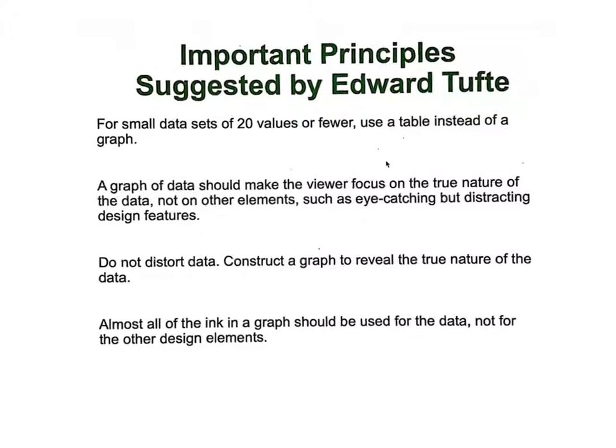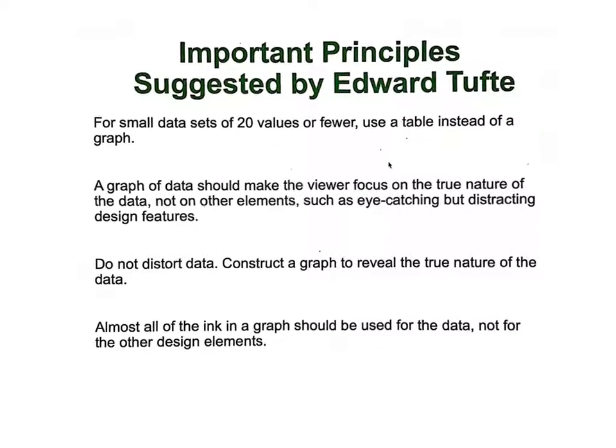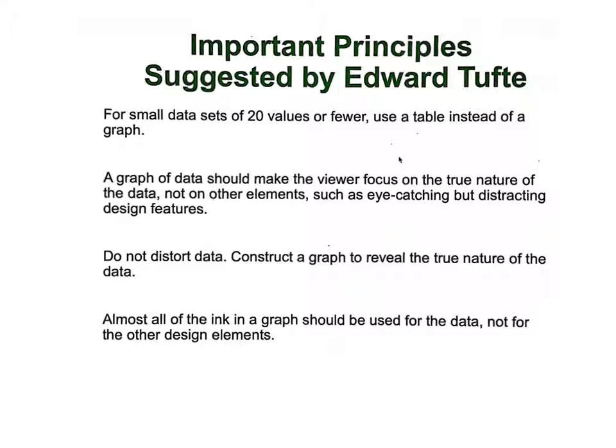All right, and the last thing here, some principles suggested by Edward Tufte. These are really good. If you have a small set of data, 20 or fewer, always use a table instead of a graph. No need to graph that few points, just use a table. A frequency distribution table, some kind of table. A graph of the data should make the viewer focus on the true nature of the data, nothing else. Don't have distracting design features.